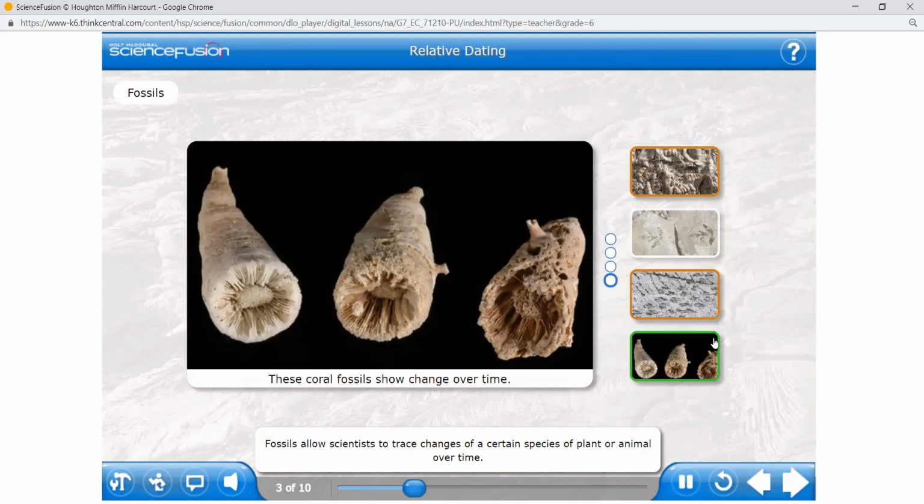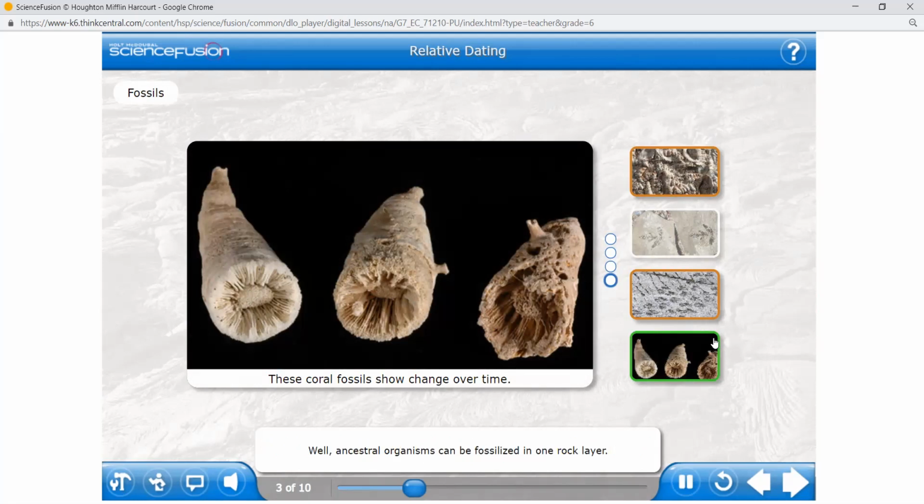Fossils allow scientists to trace changes of a certain species of plant or animal over time. In this image from the U.S. Geological Survey, 3 fossils of the same species of coral were uncovered in the Drake Passage, south of the tip of South America. But what might make a scientist think these fossils are from different ages?